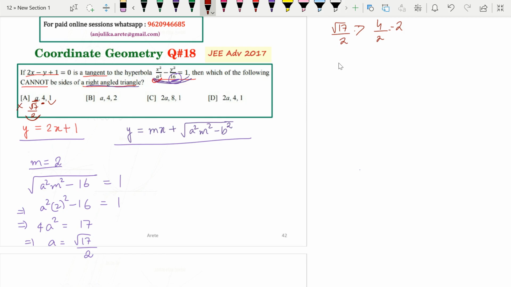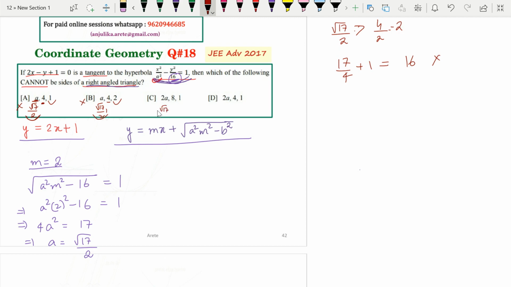You just check. Root 17 by 2 whole square plus 1 square. Is it coming out to be 4 square? That's 16. Answer is no, right? So you just cross it off. Similarly here also you have to check whether root 17 by 2, 4 and 2. Again this is slightly more than 2, so still these two you have to check if the squares sum up to this. Again answer is no.